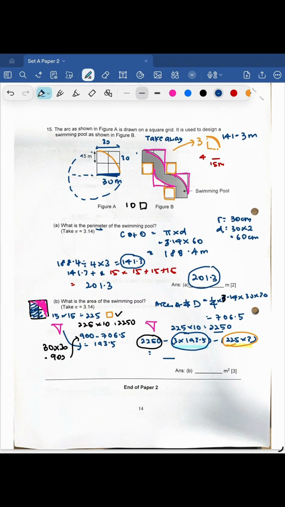And I take the total to minus. If you take your calculator and minus, you will get the answer 994.5 square meters. So the answer is 994.5 square meters.